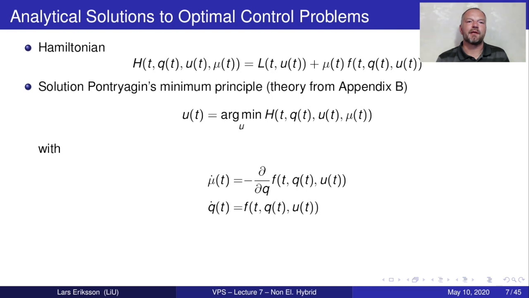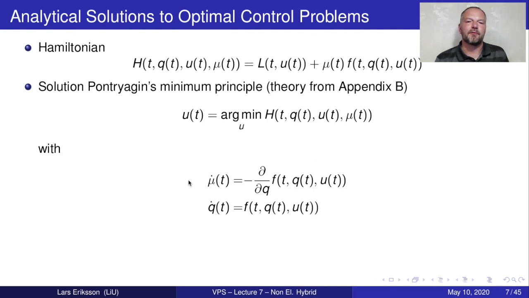To solve the problem, we can use the Hamiltonian. Pontryagin's minimum principle, the theory from Appendix B, shows that when we want to find the optimal control action, it's sufficient to go to a minimization of the Hamiltonian. So the global optimum is the one you get if you at each point minimize the Hamiltonian, provided that you have the optimal mu and you have the optimal trajectory for the state of charge. The necessary conditions for this to be optimal is that the differential equation must be fulfilled and the adjoint variable must follow this differential equation.